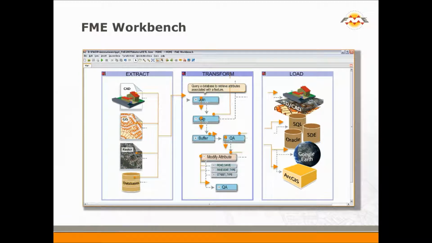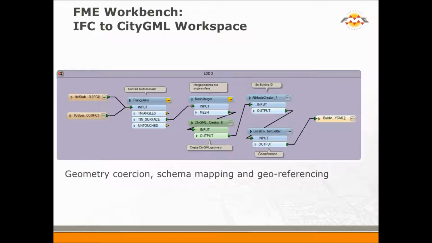Our central tool for architecting data transformations is FME Workbench. You drop in the data sources you want to extract from on the left, and then you can define transformation steps for manipulating geometries, attributes, and then ultimately map that to the destinations that you want to write to and map the schemas as required.